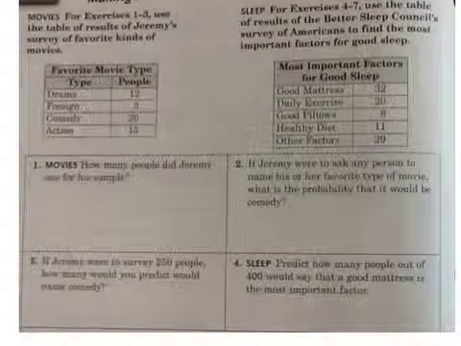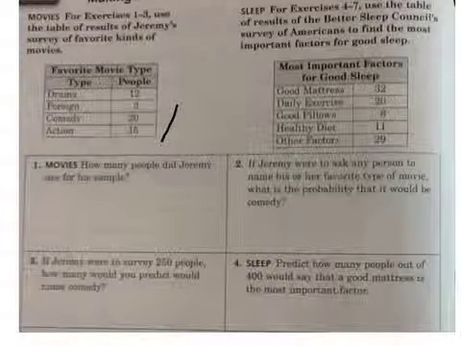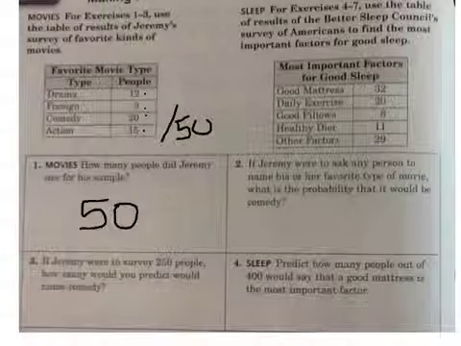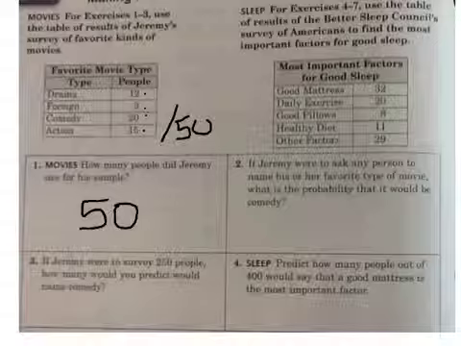Okay, so how many did he use for his survey? All I have to do is add up the number of people here. So 12 plus 3 is 15. There's another 15, which is 30. And if I add 20 to 30, I get 50. So he used 50 people for his sample.